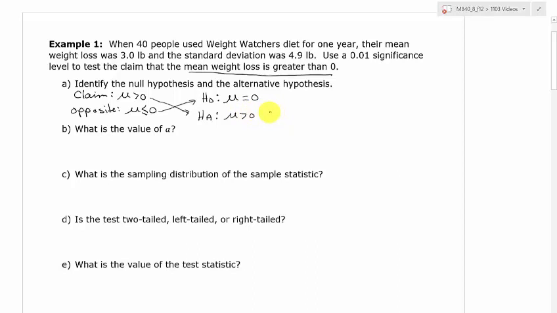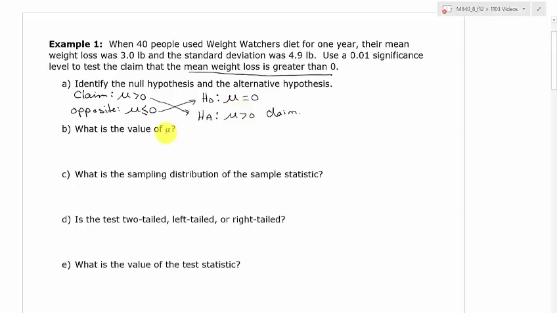I always make a little note to myself of where the claim is, because where the claim is will determine how you make your conclusion statement at the end. So I always make a little note there telling myself that the claim is in my alternative hypothesis, because where your claim is will decide how you make your conclusion statement when you're done with your hypothesis test.